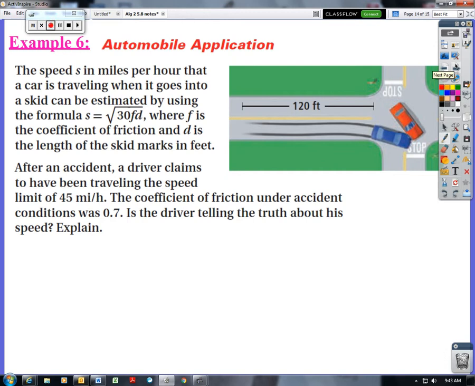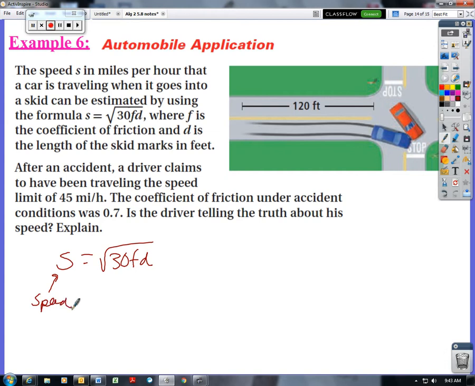You've probably heard that when you're driving fairly fast and you hit the brakes, you skid quite a ways before you stop. And that's what this is dealing with. So the speed s in miles per hour that a car is traveling when it goes into a skid can be estimated using this formula. S equals the square root of 30 fd. So s is the speed.